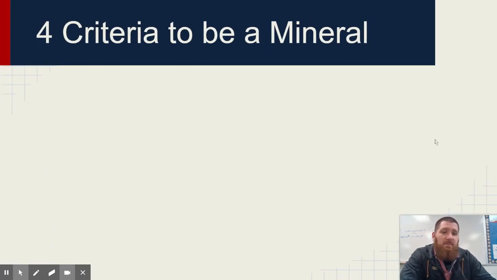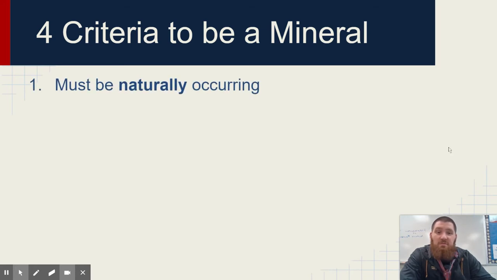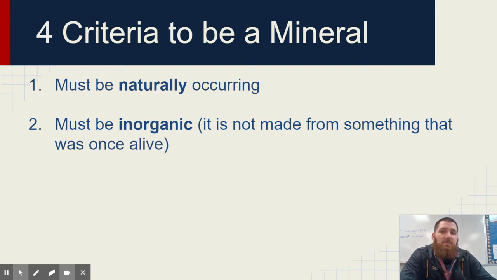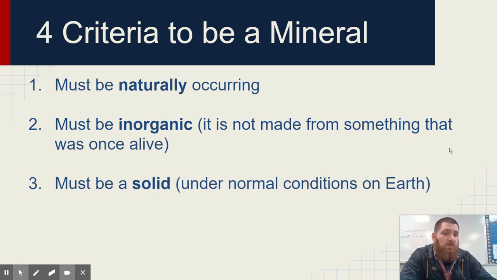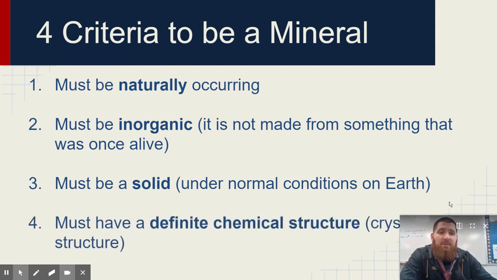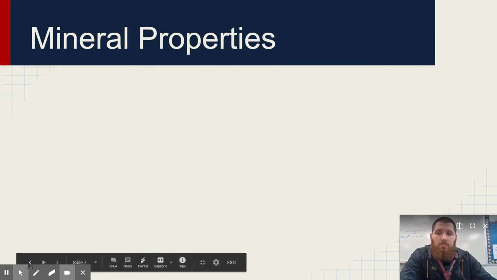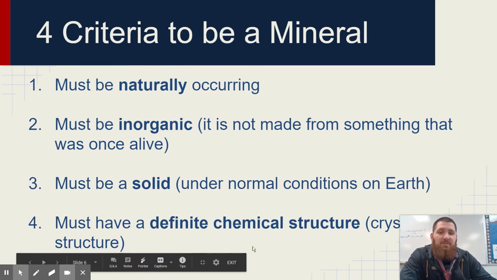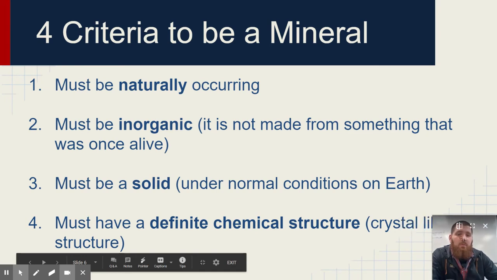Now, there are 4 criteria for something to be considered a mineral. It must be naturally occurring, so not man-made at all. It must be inorganic, so it's not made of anything that was once alive. It's solid under normal conditions on Earth, so it's not going to be molten or anything like that in room temperature. And it must have a definite chemical structure, so it's going to have a crystalline structure of some kind there.